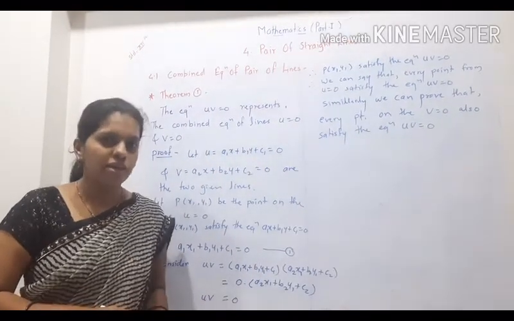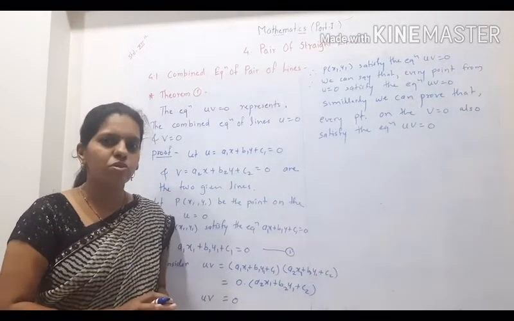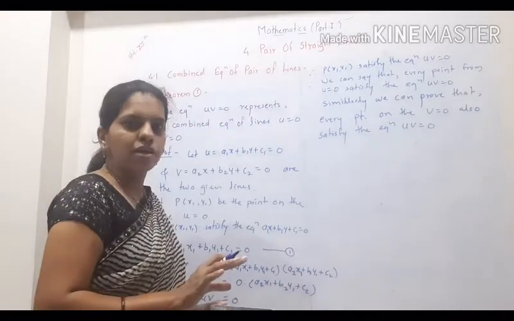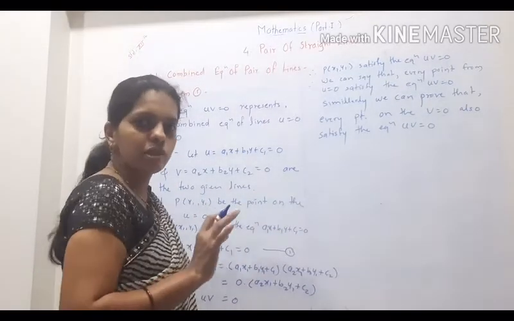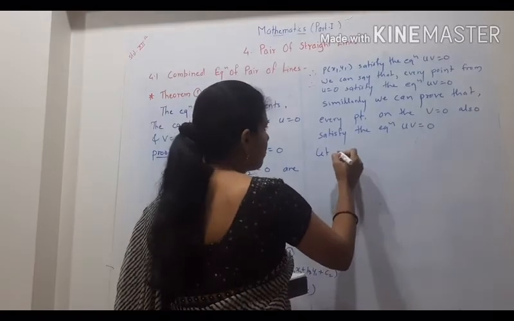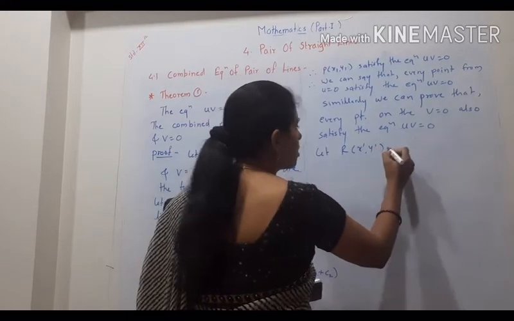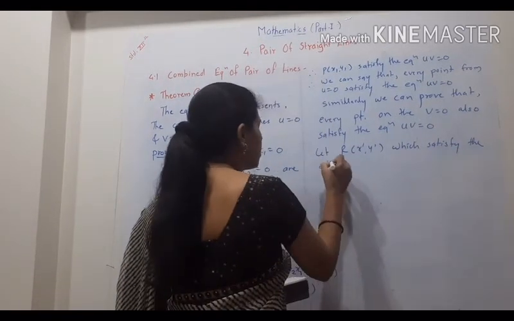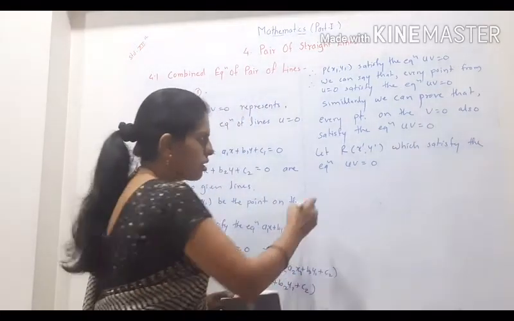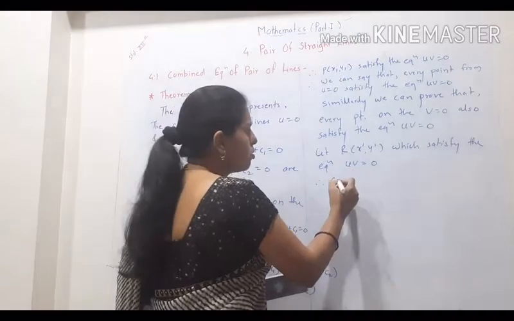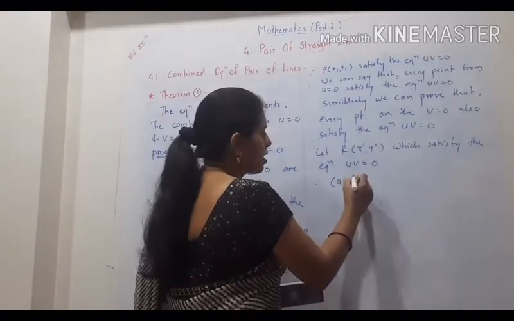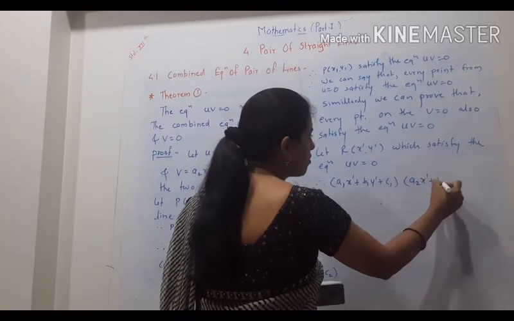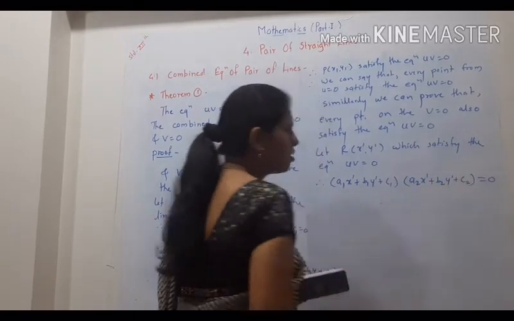And now we have to prove that a point which satisfies the equation uv is equal to 0 lies either on u is equal to 0 or v is equal to 0. So let us take a third point R (x', y') which satisfies the equation uv is equal to 0, and therefore u into v with this point x', y' is (a1 x' plus b1 y' plus c1)(a2 x' plus b2 y' plus c2) is equal to 0.